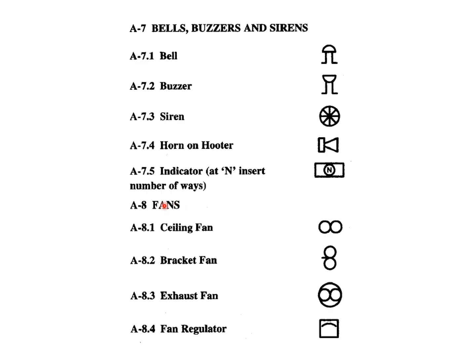The most important category is of fans. Ceiling fan like this, and bracket fan shown like this. Exhaust fan is shown like this. The fan regulator is shown by this symbol.